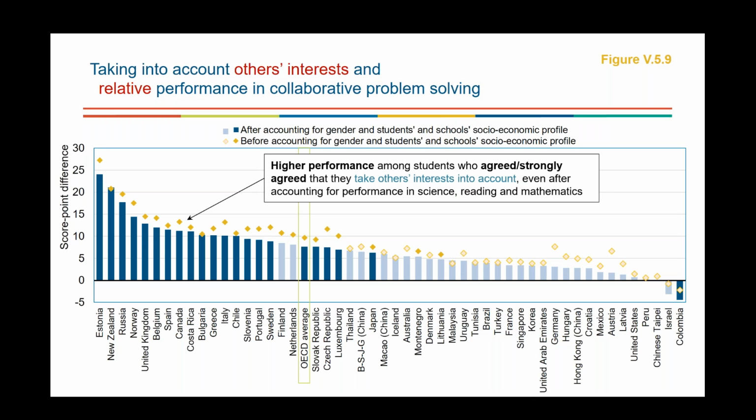This also varies by countries. For example, taking into account others' interests. Now, remember, that was one of the dimensions of valuing relationships. And you could see again, in most countries, it is a quite good predictor of better performance on the collaborative problem-solving scale. Not everywhere, but in many countries.